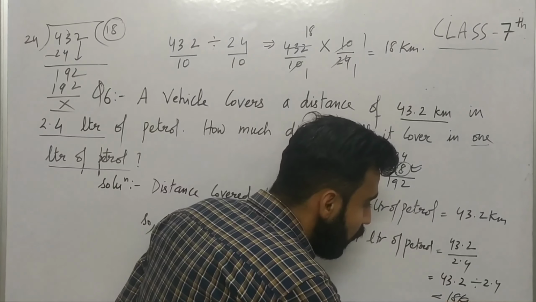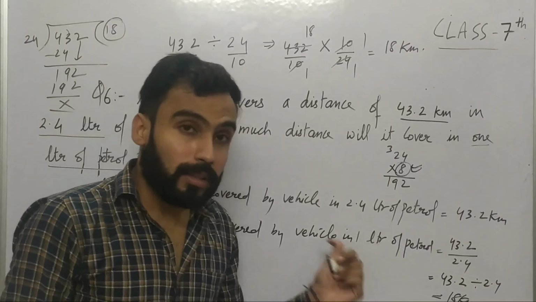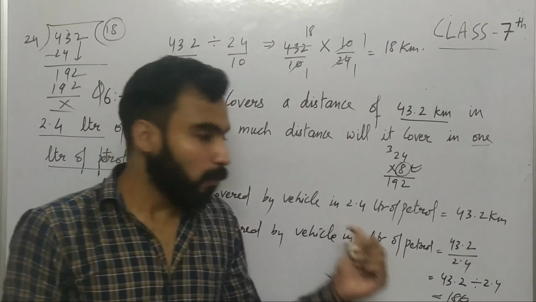That means in 1 liter of petrol, the same vehicle will cover 18 kilometers distance. So that's all from my side. Thank you.